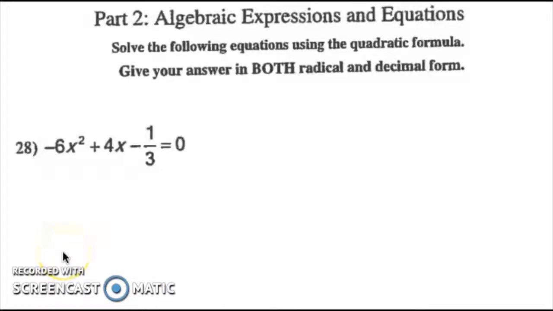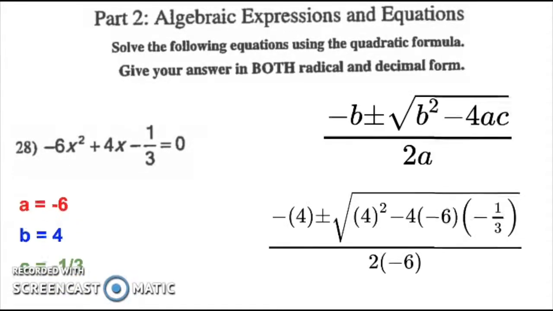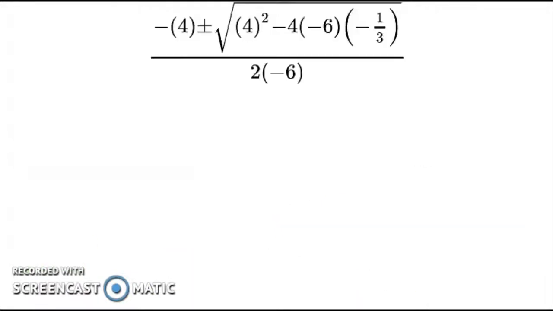Number 28, we are again using the quadratic formula. So substituting in a, b, and c. C is negative 1/3, b is 4, and a is negative 6. So simplifying that, we'll get negative 4 plus or minus the square root of 16 minus 4 times negative 6 times negative 1/3.